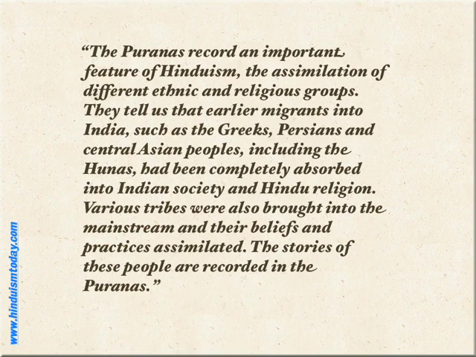The Puranas record an important feature of Hinduism, the assimilation of different ethnic and religious groups. They tell us that earlier migrants into India, such as the Greeks, Persians, and Central Asian peoples, including the Hunas, had been completely absorbed into Indian society and Hindu religion. Various tribes were also brought into the mainstream, and their beliefs and practices assimilated. The stories of these peoples are recorded in the Puranas.